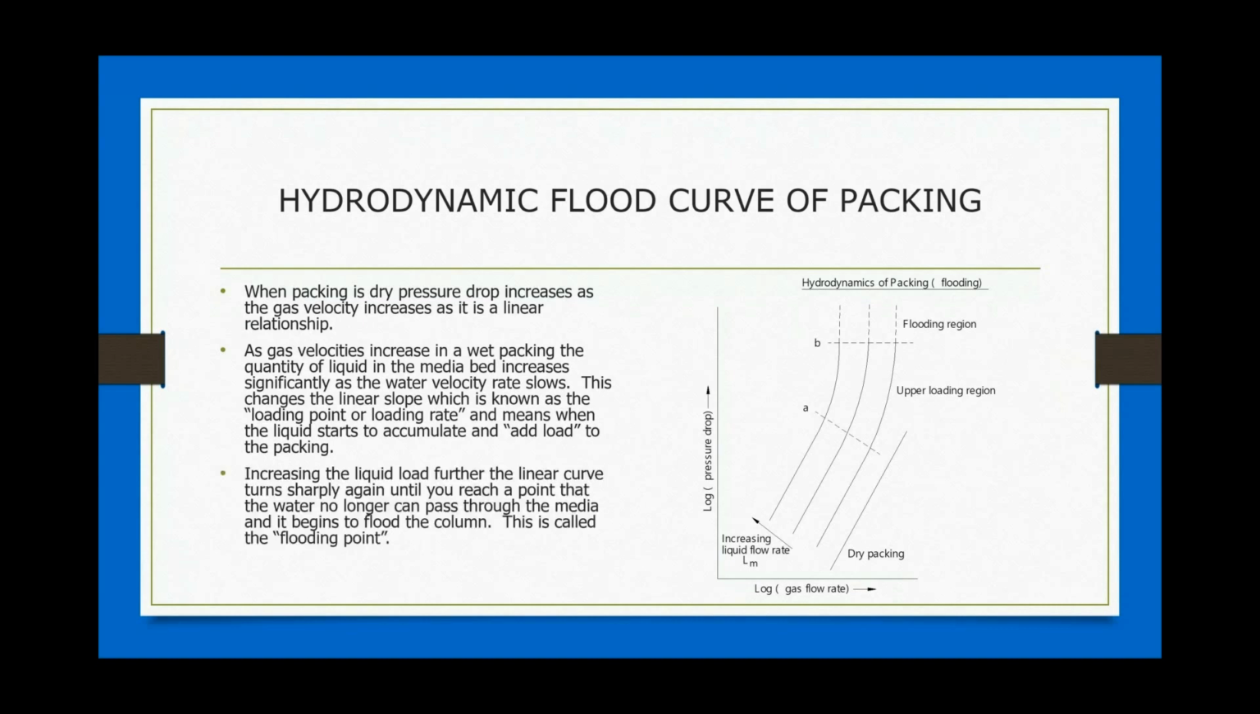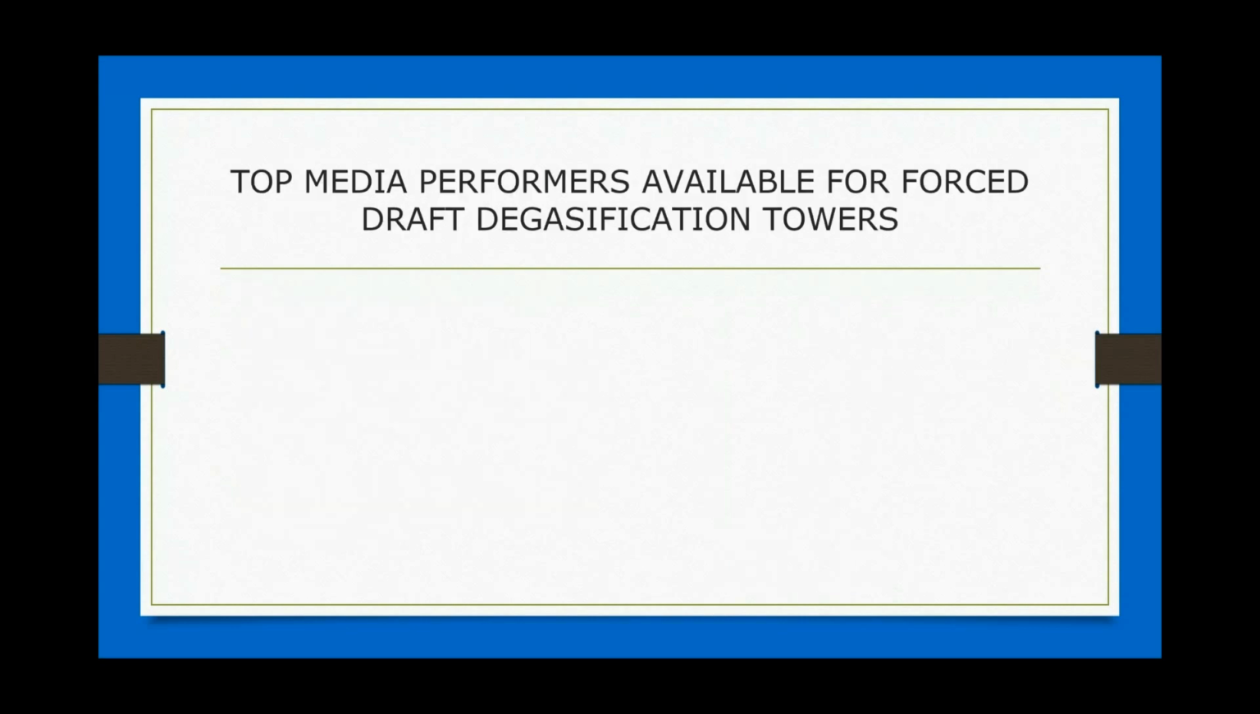Increasing the liquid load further, the curve turns sharply again until you reach a point where the water no longer can pass through the media and it begins to flood the column. This is called the flooding point. So, not very technical, right? Flooding rate, loading rate, flooding points. But this is the curve, and you can see how once you get to a certain point, then it turns dramatically sharp.